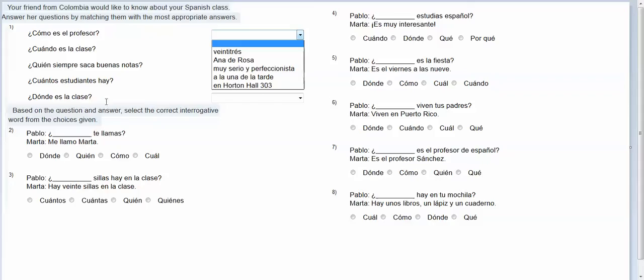Okay, so we're going to go ahead and do some practice. Here, your friend is from Colombia and would like to know about your Spanish class. Answer her questions by matching them with the most appropriate answer. So these are our answer choices.